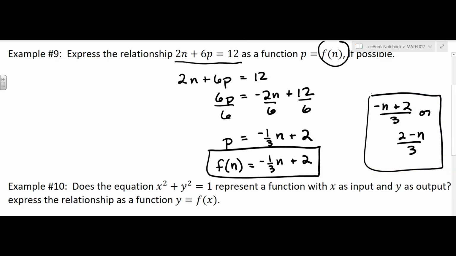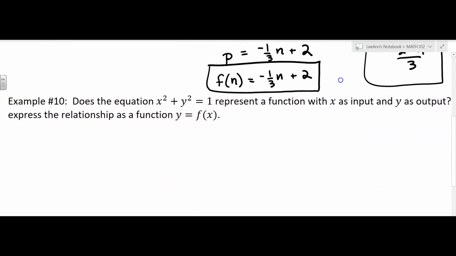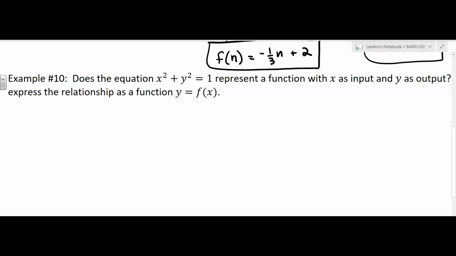So, okay. So it is a function. I mentioned it's a linear equation, so it's a linear function. And we've written it in terms of f of n. So a function in terms of n.